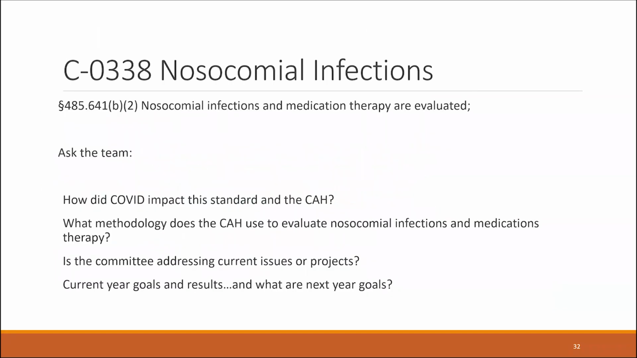So within our nosocomial infections, these are things that we need to really think about with our last year. How did COVID really impact that standard at our hospital? What methodology did we use to evaluate our infections and medication therapy? What did our committee address on current issues and projects? Looking at our emergency preparedness and the influx of patients coming in. Did we have a tent out for testing? What are some of the things that we had to do differently for our patients?